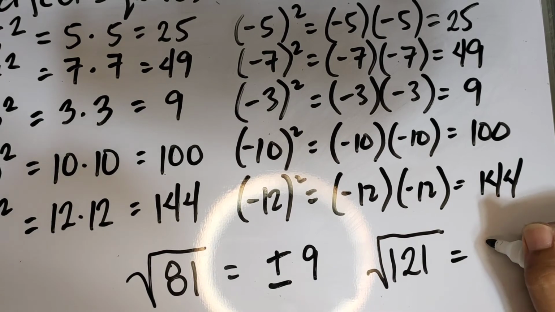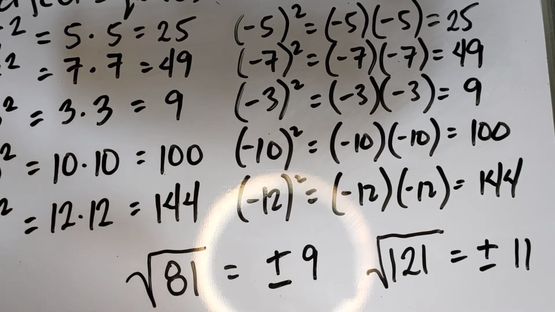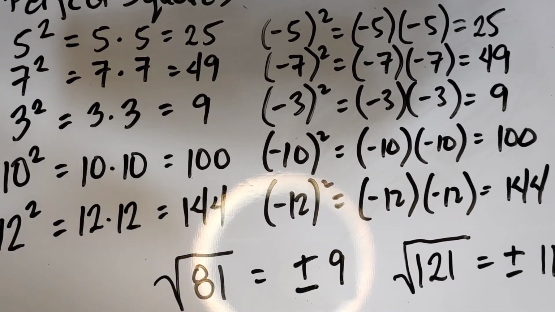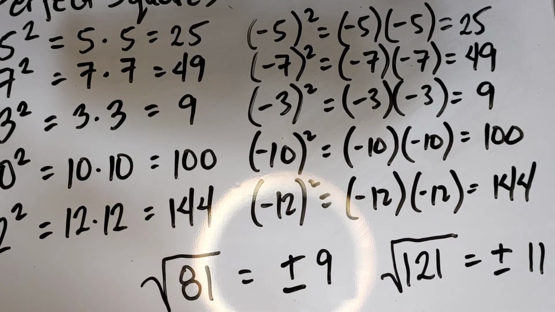That is positive, negative 11. Okay? So, ganun yung mga square roots. Okay? Dalawa lagi. Isang positive, isang negative. At sila ay mga rational numbers. Di ba? Kasi, mga whole number sila.